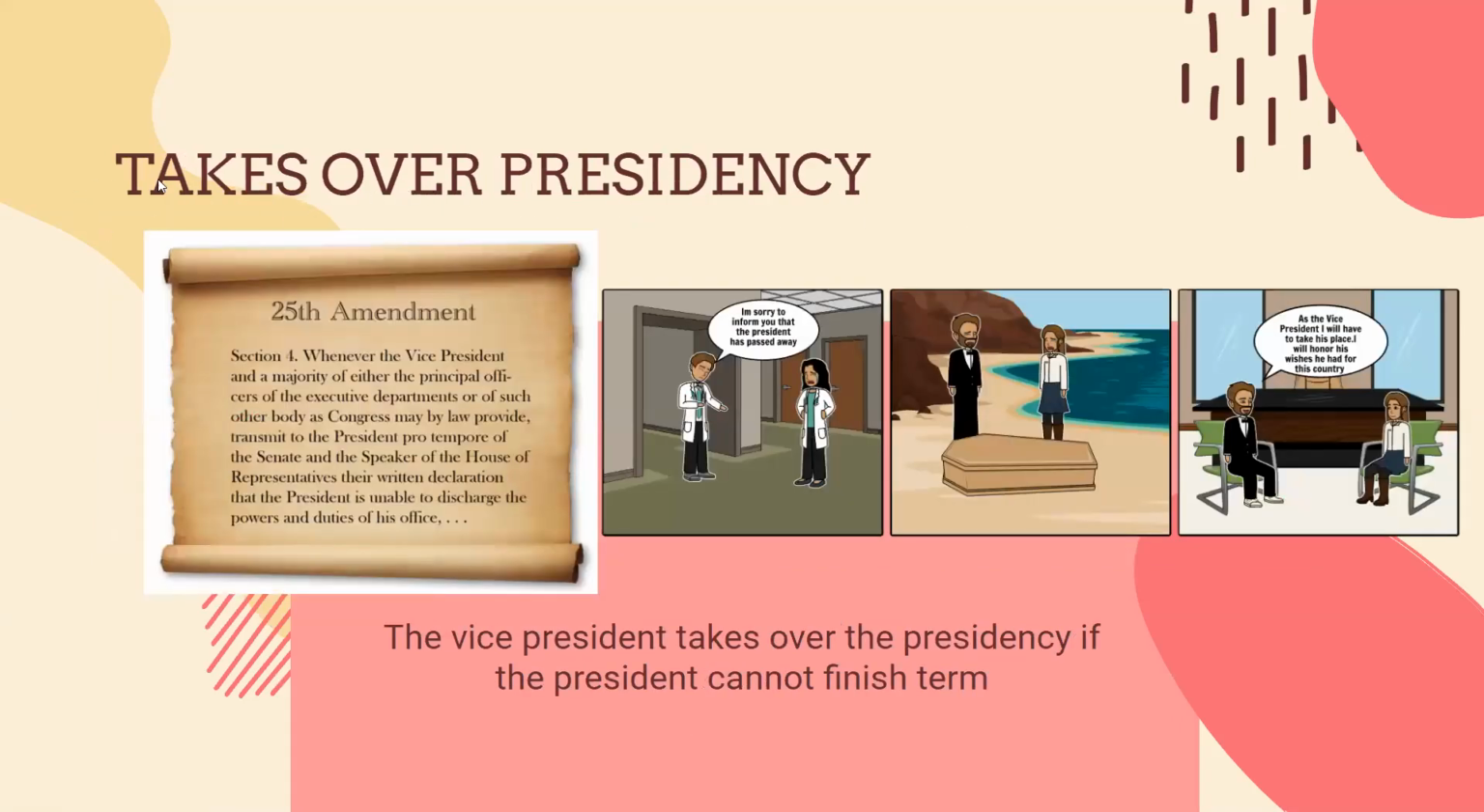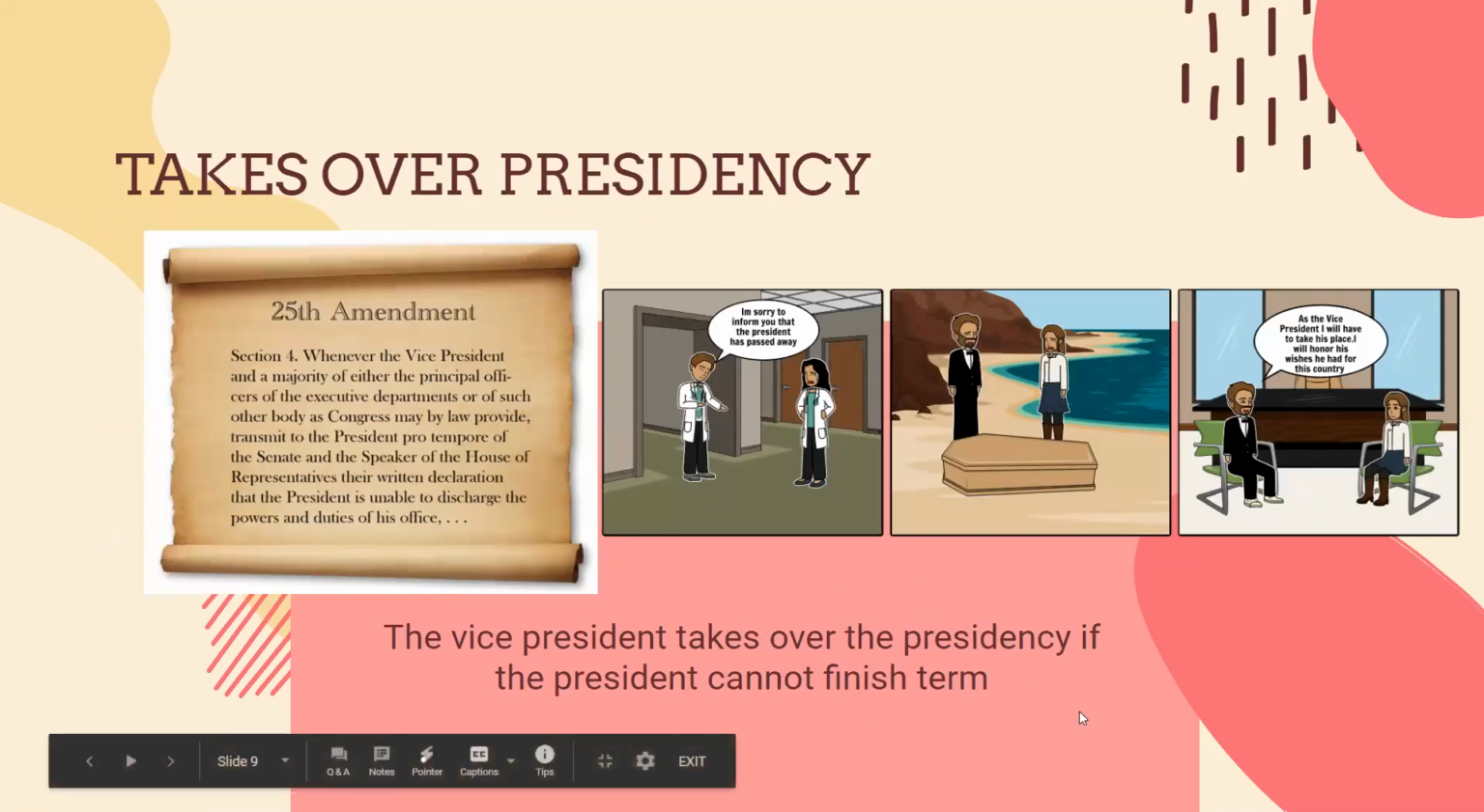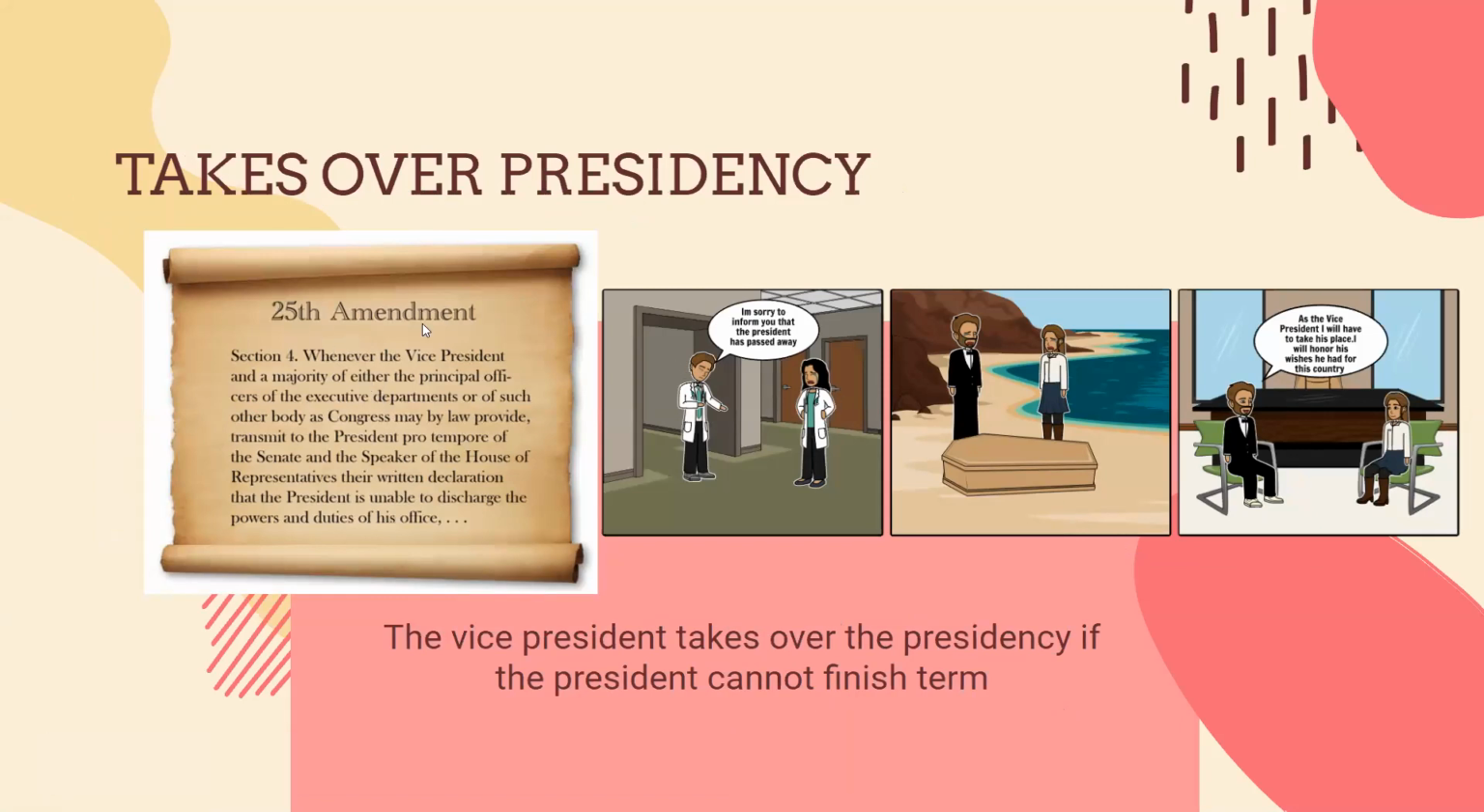And then also they take over the presidency if like the president cannot finish their term, like they die or something. So it's basically the 25th Amendment. Here it is in like the real words in the Constitution. And then here's like a little cartoon talking about how the vice president takes over for the president. So if the president gets like a serious illness or something, they can't finish their term, the vice president becomes the president.